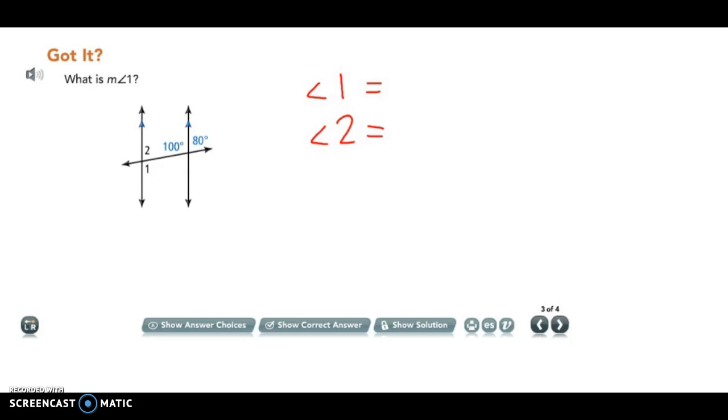Okay, so measure of angle 1 is going to be an alternate interior angle to the 100 degrees, which makes them equal. So 100 degrees is the measure of angle 1 as well. Now angle 2 and the 80 degrees are corresponding angles. So that one is going to be 80 degrees. And you notice, once again, that they are on a straight line, and 100 plus 80 is 180, and we know already that a straight line is 180 degrees.